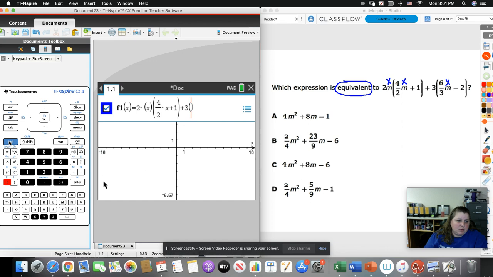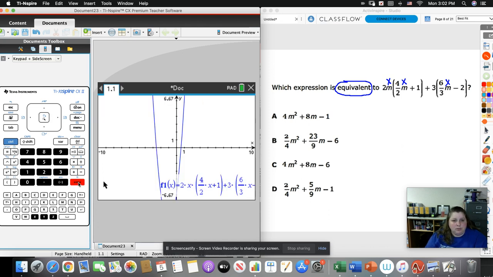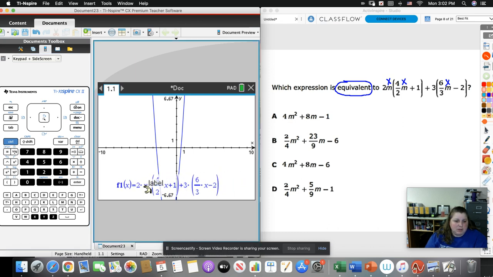Plus 3, open parenthesis. I don't know if I stressed this enough, but control divide gives you that fraction. Anytime you have a fraction, control divide gives you the fraction. Then X minus 2. Enter. And here's the graph. So it let me graph at that time because I put those parentheses around the X.